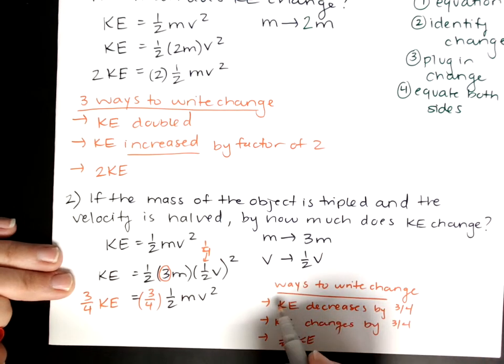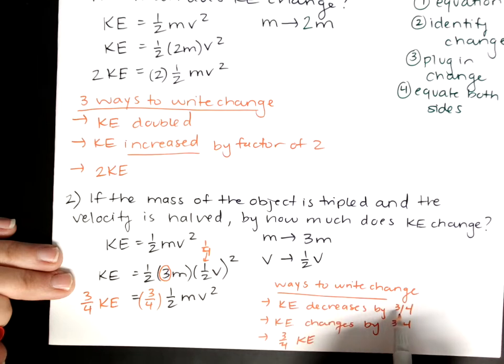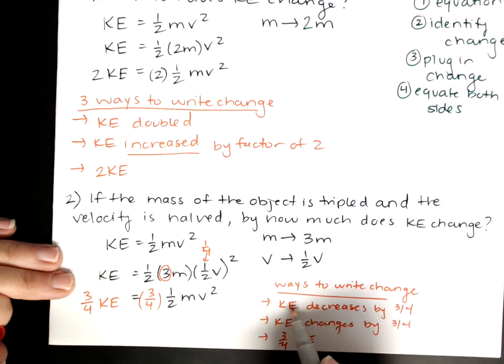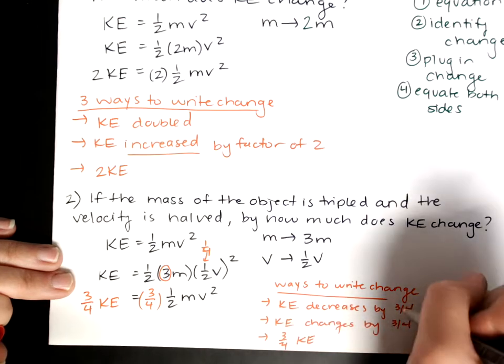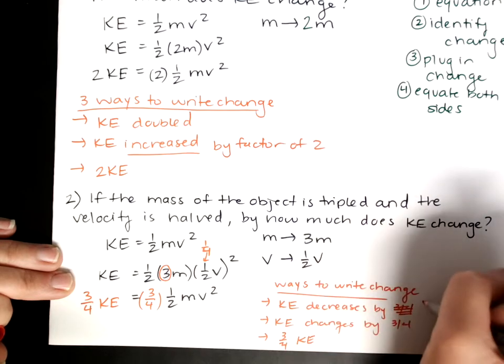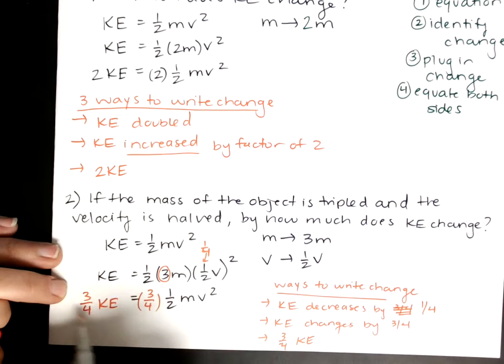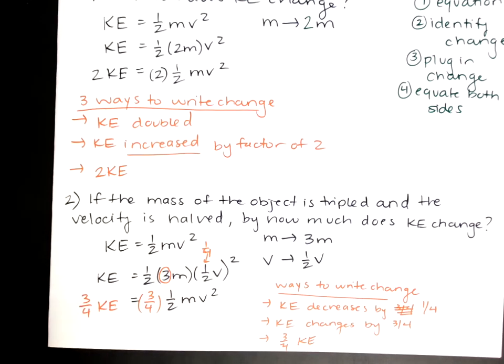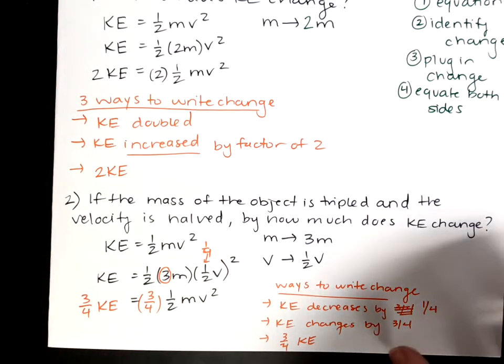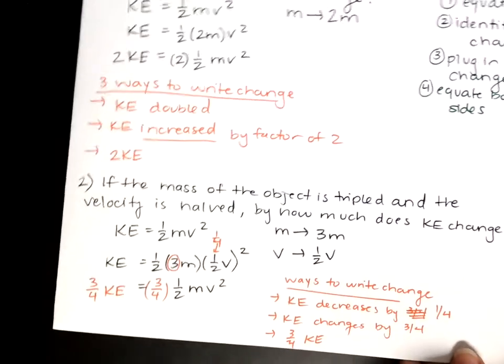And actually, this one is a little bit tricky. We wouldn't want to say KE decreases by 3/4. We would want to say if it's only 3/4 of what it originally was, so it's actually decreasing by 1/4, if we were going to actually use the word decrease. Because if it's 3/4 and it's originally 1, well, 1 minus 3/4 is a quarter, so it's lost a quarter. Okay, two more examples, and then you are done with kinetic energy.